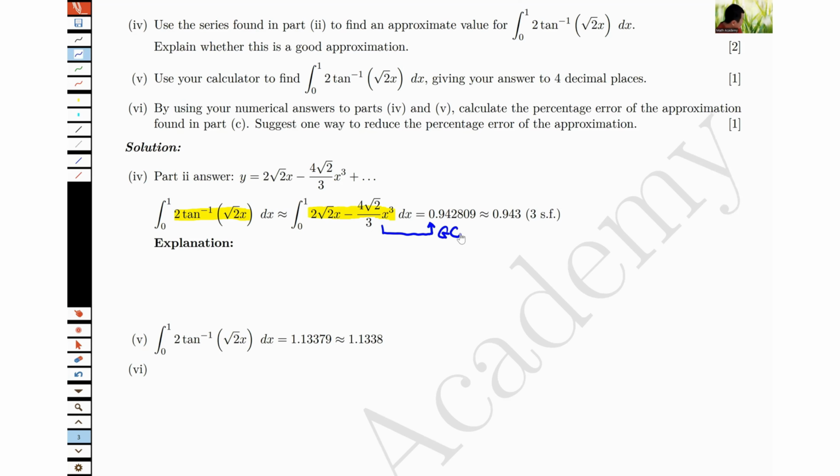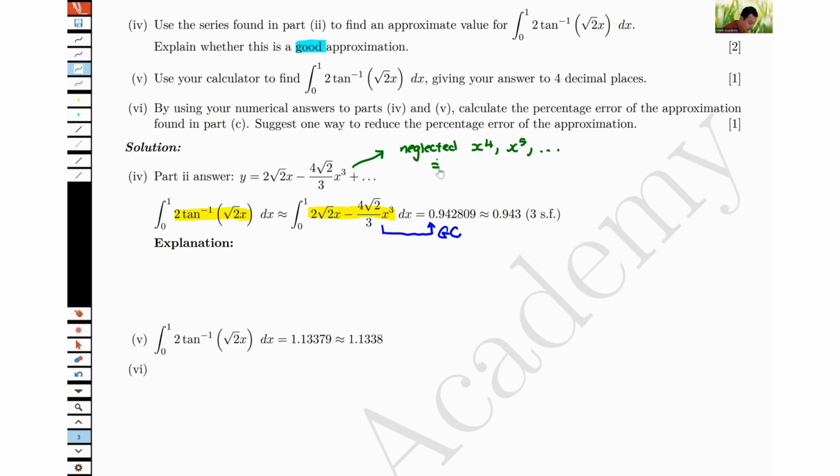Remember, GC can do integration. But what is important is, how do you explain? Is it a good approximation for us or not? When I change this to the series, is this considered good? What should we be considering? Let me write in the logic first, then we fill in the answer. The logic is, in the expansion here, we had neglected certain terms. I had neglected x power 4, x power 5, and so on. We stopped at degree 3 based on the question's requirement.